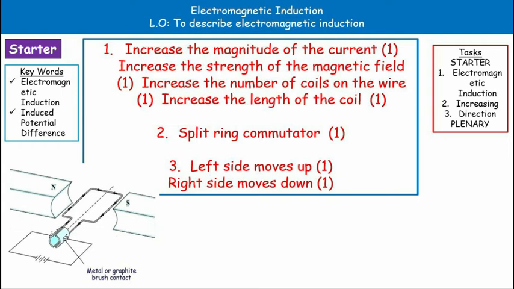And then finally, explaining what's going to happen in our little diagram in the bottom there. The left side is going to move up, because if we use Fleming's left-hand rule, we can see that you've got north to south, so you're pointing from left to right with your first finger, and your second finger should be pointing out of the screen in that case. So your thumb then points up, so the left side of the coil moves upwards.